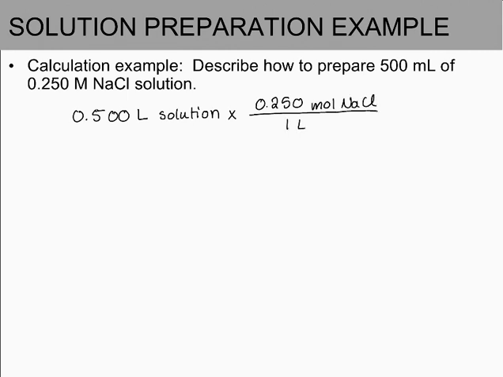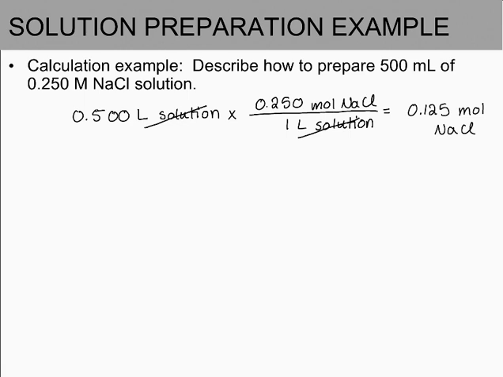And then we'll divide that by 1 liter of solution. That's our known ratio of solute to solution. So liters of solution will cancel, and we'll end up with moles. So 0.5 times 0.25 will give us 0.125 moles of sodium chloride. That tells us how many moles of sodium chloride are in this solution that we have available.